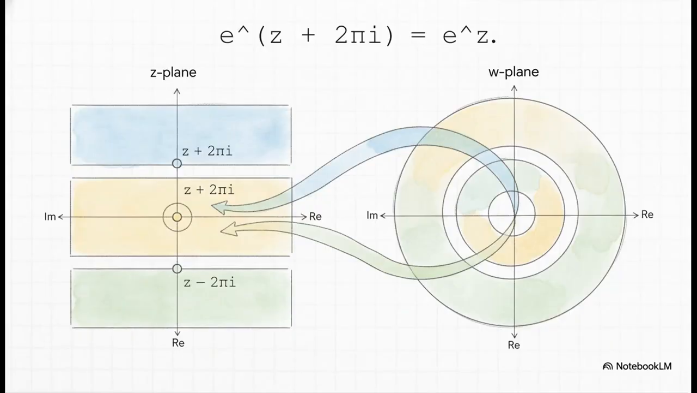But here's a really strange quirk. Unlike the real exponential function we're all used to, the complex version is periodic. If you take any point z and you just shift it straight up by 2 pi i, you land on the exact same output in the w-plane. What this means is that infinite horizontal strips from the z-plane all get layered right on top of each other in the output. It's pretty wild.